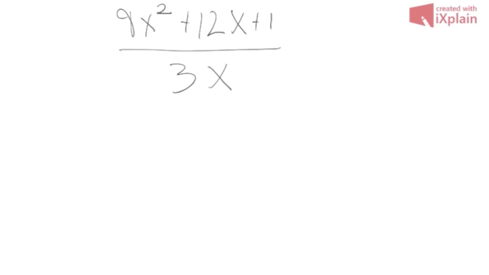So for the first problem, we are going to take 9x to the second plus 12x plus 1, then divided by 3x. It should look like that. Second, divide every single number in the polynomial by 3x.